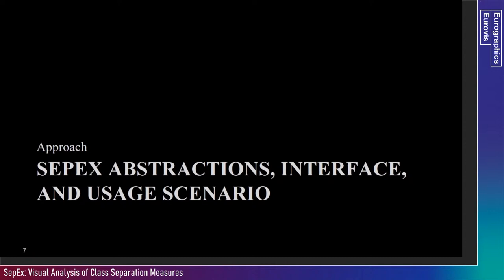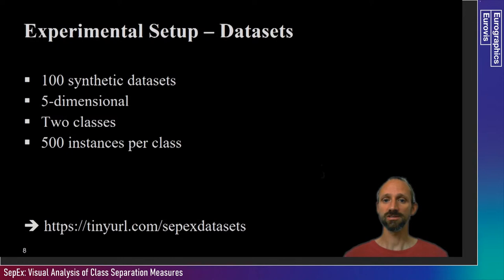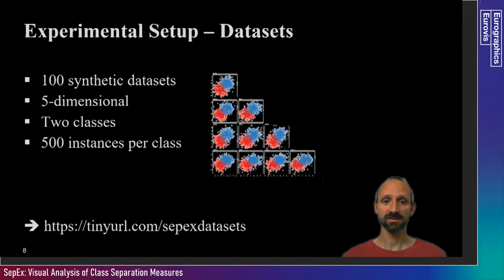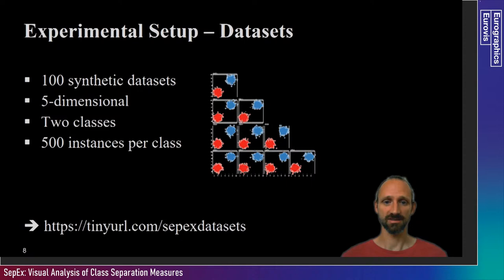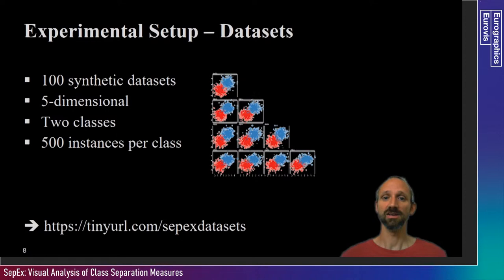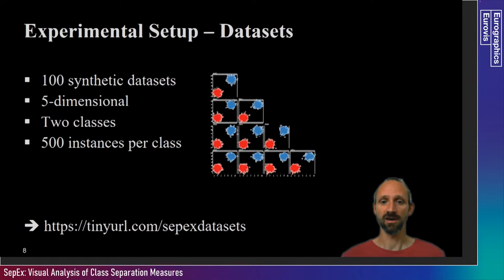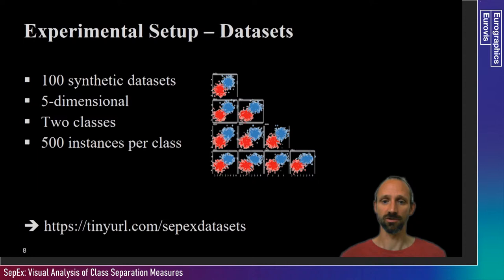We have chosen a straightforward proof-of-concept setup in our experiments. We take a five-dimensional synthetic dataset with two classes as a basis and vary the distances between the classes from completely overlapping to completely separated classes in 100 steps. This simple setup allows us to analyze the behavior of class separation measures in an environment that we can easily understand and control, and that minimizes the influences of uncontrollable biases and factors.